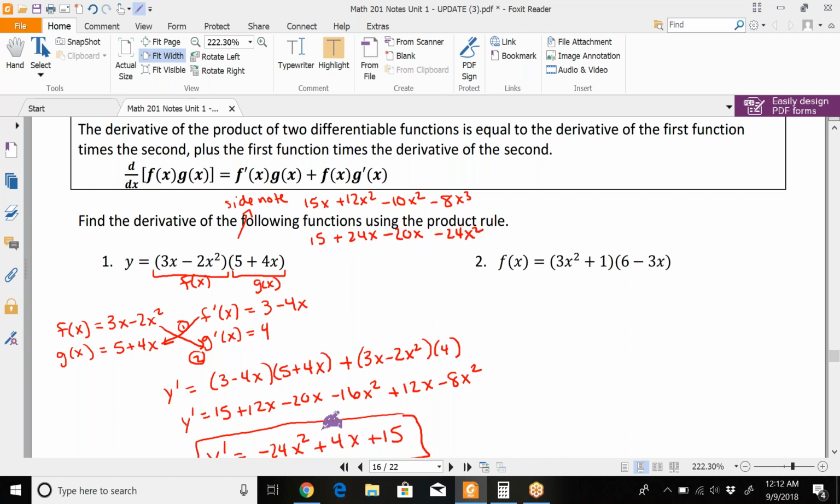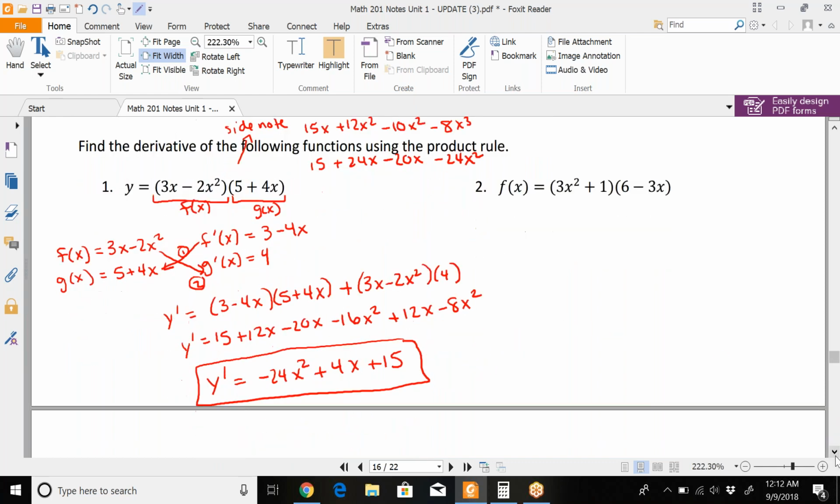So the thing is, I want you to realize that the product rule is not here to make your life worse. It's that eventually we're going to see some different function combinations that you really can't do any foiling or distributing to make it easier. So you have to have the product rule in place then. But I wanted to verify for you that it does give us the same answer. So let's do another one.